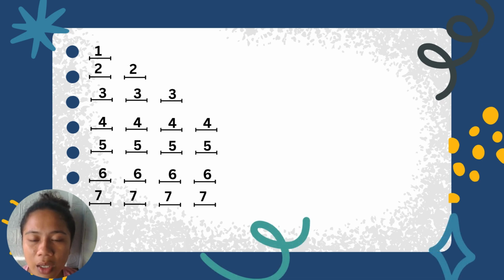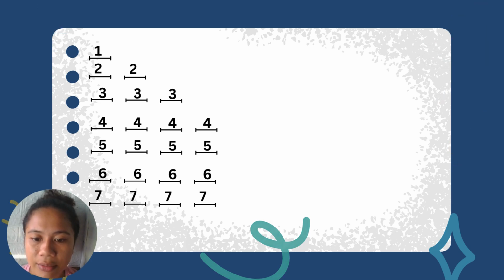So now the horizontal lines that we've created are now filled with their numbers: 1, 2, 3, 4, 5, 6, 7 for the first column, and then 2, 3, 4, 5, 6, 7 for the second column, and then 3, 4, 5, 6, 7 for the third, 4, 5, 6, 7 for the last column. So that's how we fill in these lines.